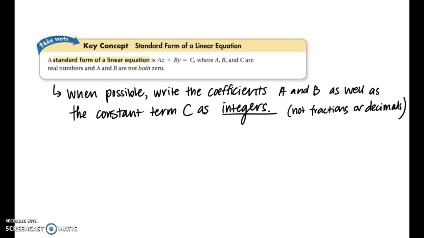And when possible, you want to write the coefficients a and b and the constant term as integers. That means when possible, you want to make sure that a, b, and c are not fractions or decimals. If they are, there are a few ways that we can get rid of those fractions or decimals to put it in the correct form. And I'll actually be showing you that process in example 3.